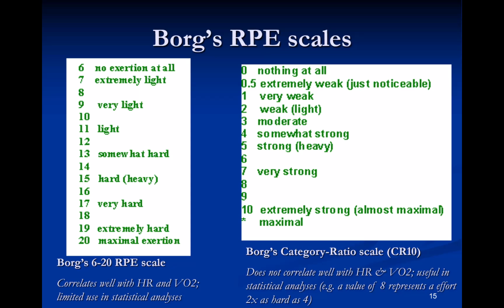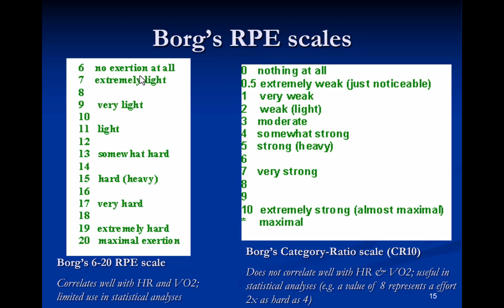So here is the RPE scale, if you're not familiar with it. The classic RPE scale is a scale of numbers from 6 to 20. 6 would mean no exertion at all, 20 is maximal, and the person just gives a rating every stage generally during an exercise test, or sometimes more frequently, and it gives the tester an idea how they're feeling.